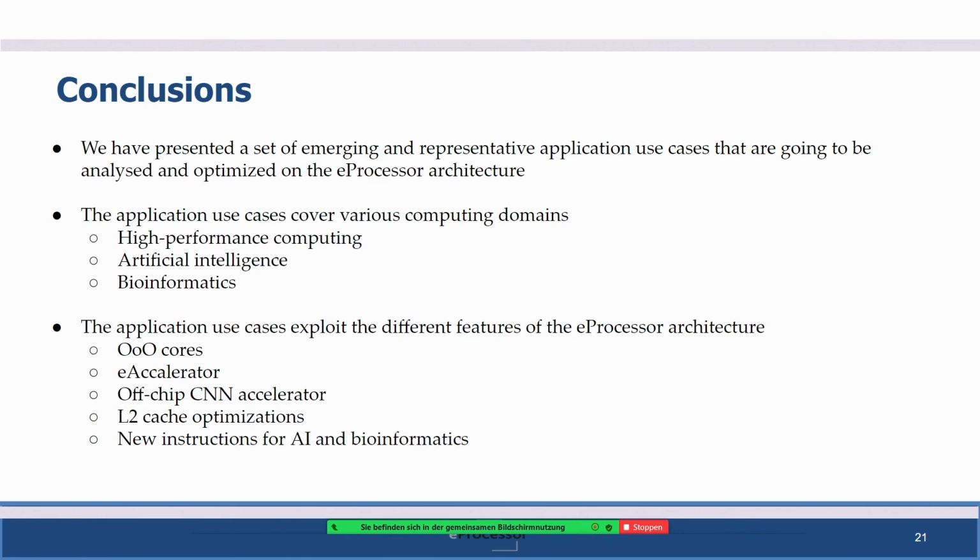Finally, in the next slide, just to conclude very fast, we have presented this set of application use cases that we're going to use and analyze and optimize for the eProcessor architecture. It covers various computing domains like traditional HPC, AI, bioinformatics, mostly. And this is a good collection to exploit the different features and the elements of the eProcessor architecture, like the cores, the accelerators, the L2 caches, the new instructions, etc. So that's all from the work package 3 side.